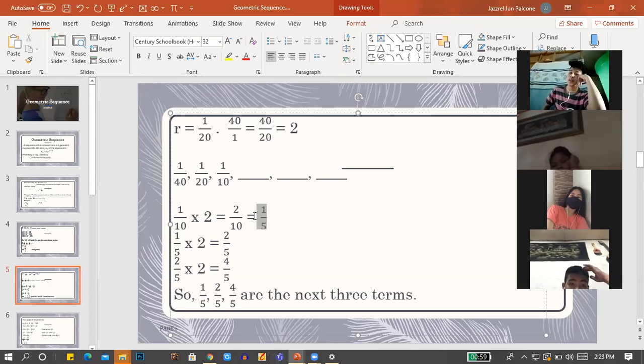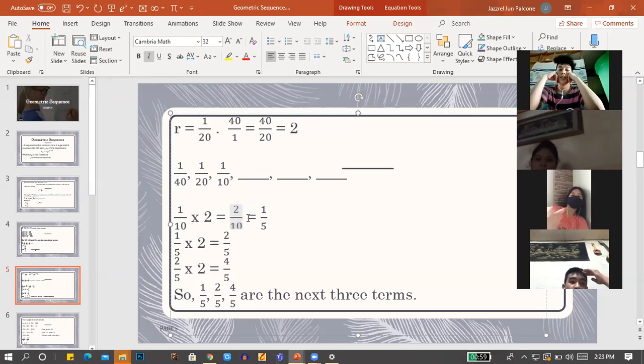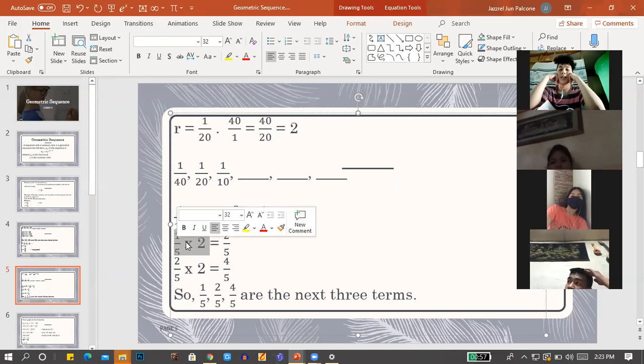Now, sir, paano po nakuha yung 1 over 5? 2 over 10 ay pwede mo pa siyang i-simplify. Kanino ba pwedeng i-divide si 2 at saka si 10? Pwede siyang i-divide sa 2. Tama? So 2 divided by 2 is 1. 10 divided by 2 is 5. Ang tawag natin doon is lowest term. Okay? So you need to lowest term your answer bago kayo mag-move sa pangalawang multiplication.